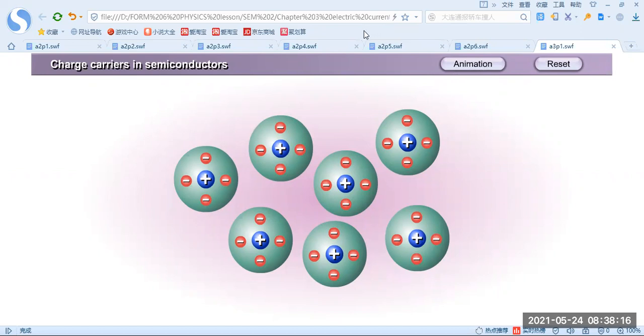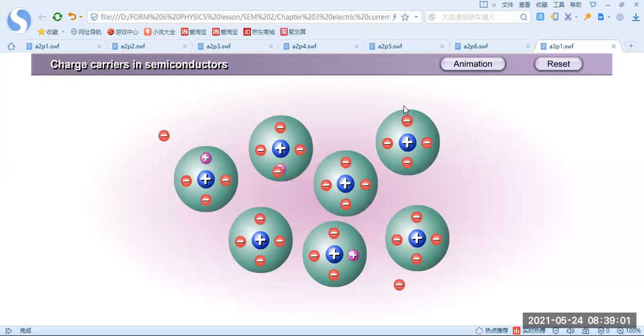semiconductor. As we know, in an atom the valence charge, the charge at the outer shell, is 4. If less than 4, it is a metal. If more than 4, for example 5, 6, 7 electrons at the outer valence shell, that means it is a non-metal. Any material with 4 electrons at the outer valence is considered a semiconductor.